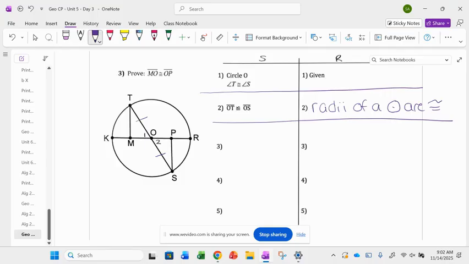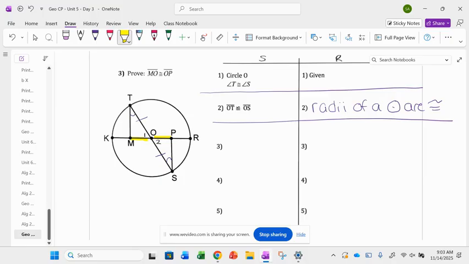Okay. So then it says angle T is congruent to angle S. So I'm going to mark that. No, we have OK and we have OR, but are they sides of triangles? If you did put it, it wouldn't be wrong, but it's not helpful to us. Okay, so now we have a side and an angle. Let's look at what we want to prove. We want to prove that MO and OP are congruent.